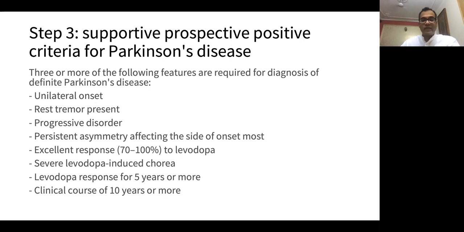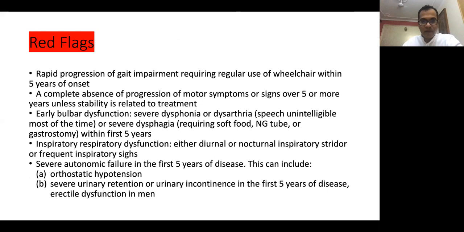So if around 5 years or more the levodopa response persists, then you can safely say that the patient has Parkinson's disease. A clinical course of 10 years or more. Most of the atypical Parkinson's don't last for such a long time, so a very prolonged course may help to diagnose Parkinson's disease.